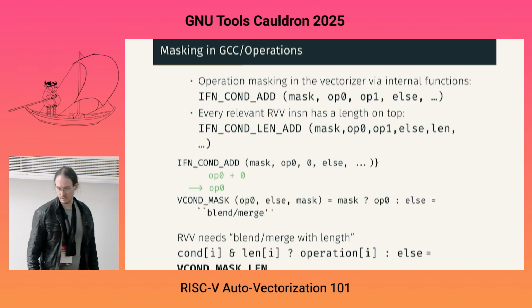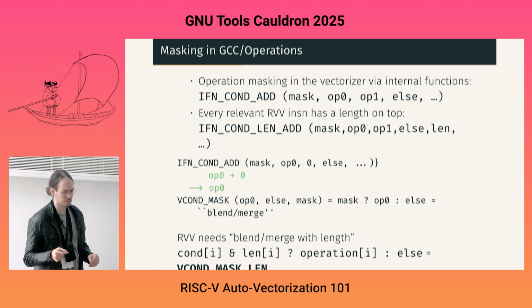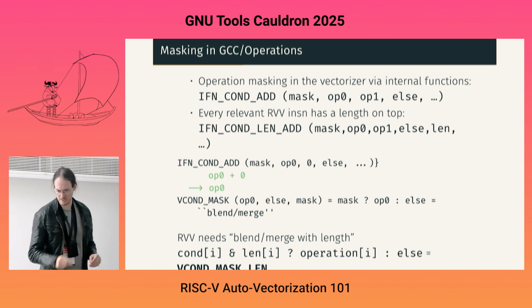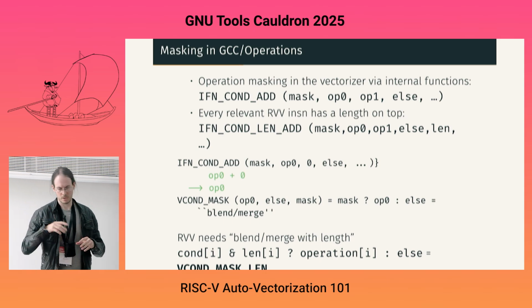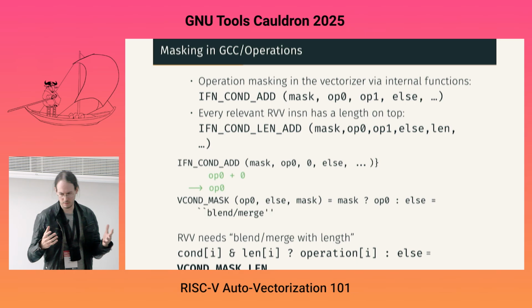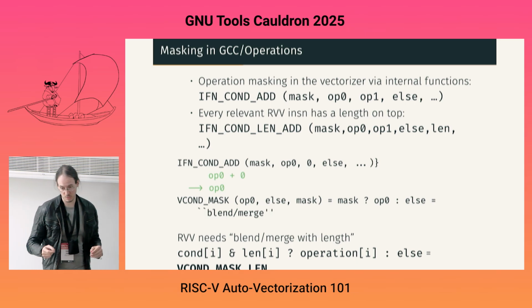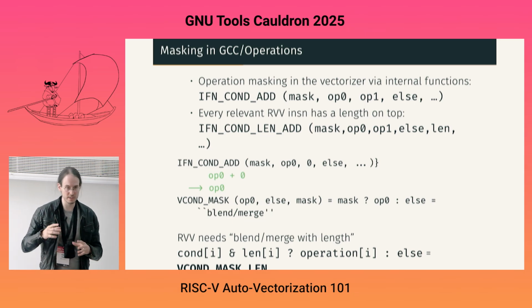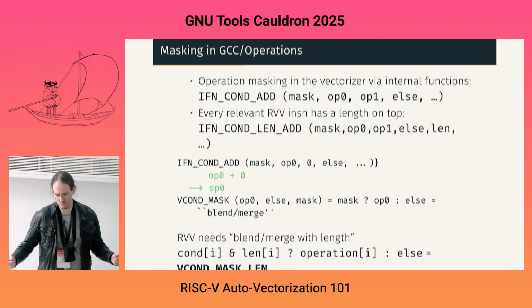How does this look like on a GIMPL level? So regular operation masking in the vectorizer is done by internal functions. That has been present since, I think, Sandiford introduced this to AArch64 a while back, 2018 or something. We use internal functions that are basically a black box saying, we're doing something here with masking, and we have a condition, we have an else operand, and that just encompasses what a conditional operation or a masked operation does. For us, as we have two masks, we needed to introduce a length variant of all the existing conditional internal functions in the vectorizer, because the length must be present here as well.